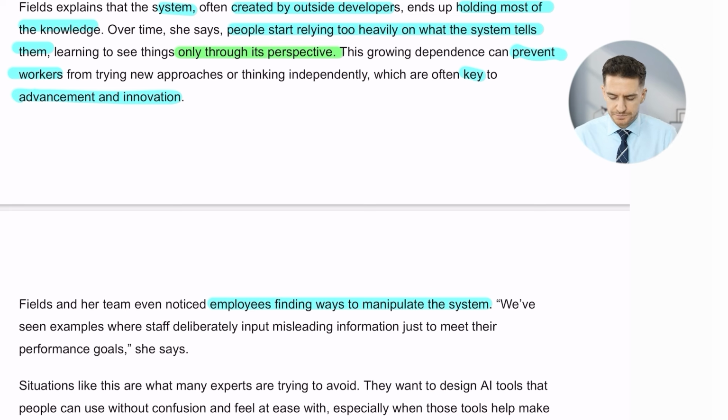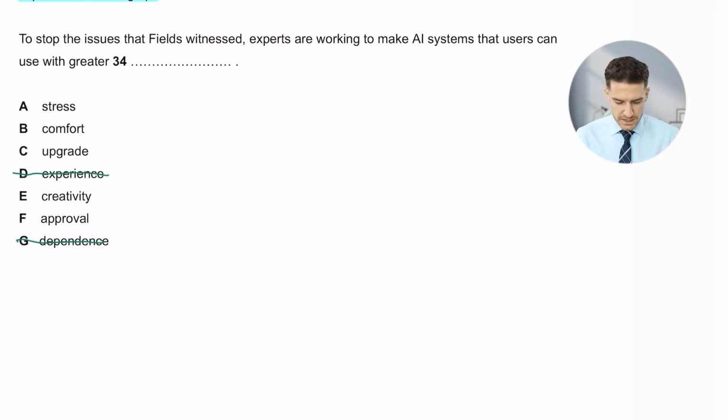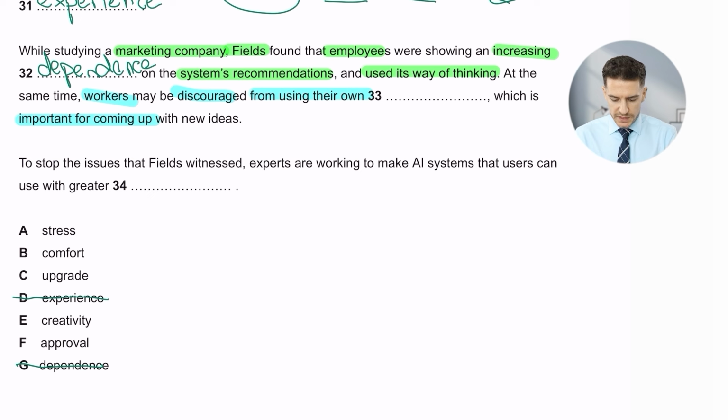So what I'm thinking is that it's stopping employees from innovation, like it says here, and maybe it's talking about creativity because it's not allowing them to think of their own ideas. So let's go back down and we'll see if we can find the answer. So let's start from the top there. It says stress. No, it doesn't talk about stress. And think about it, if you put the word stress here, it wouldn't make sense as well. Comfort, no, doesn't talk about comfort. Upgrade, no. Creativity, yeah, that looks good. Approval, no.